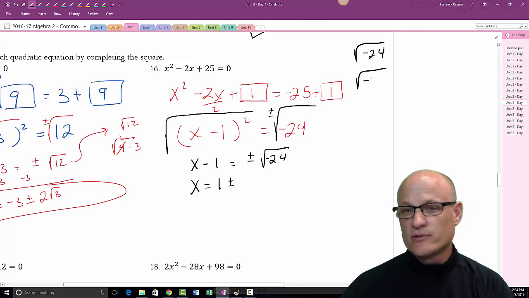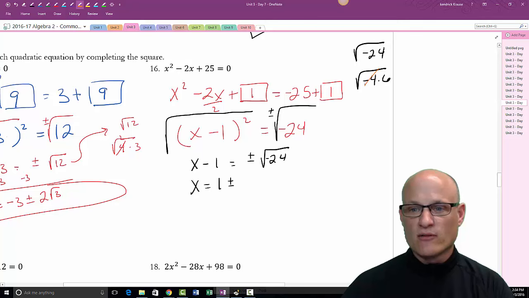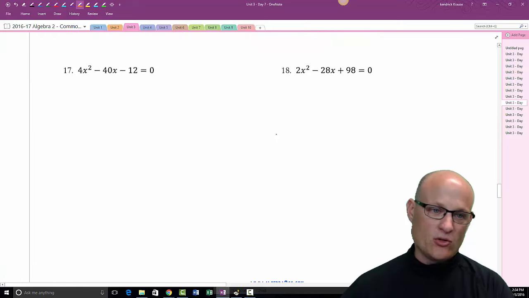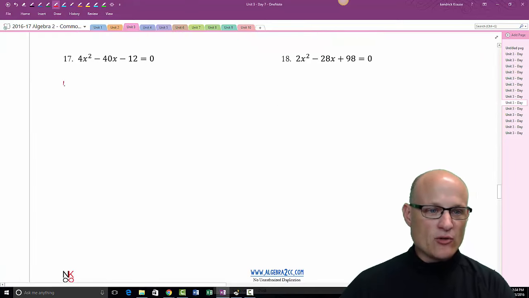negative 4 times 6, right? 4 is our perfect square. What is the square root of negative 4? It's 2i. So this becomes 1 plus or minus 2i square roots of 6. We're getting there, kiddies. Almost done. Let's bring the constant over.